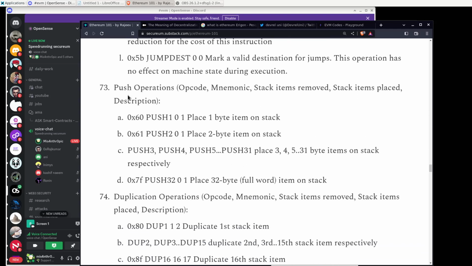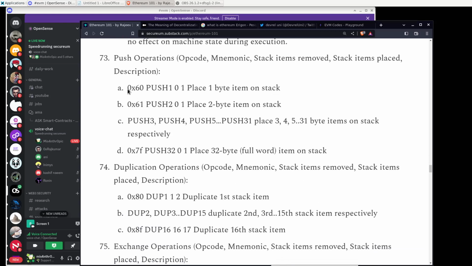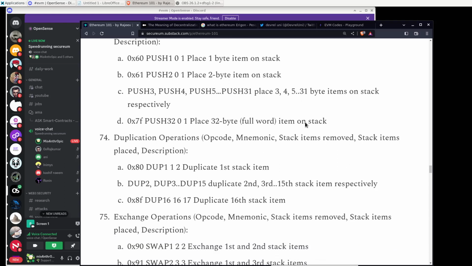Push operations. 0x60, PUSH1, places 1 byte into the stack. 0x61, PUSH2, places 2 bytes into the stack. PUSH3, PUSH4, PUSH5, and so on until PUSH31 places 31 bytes into the stack. 0x7f, PUSH32, places a full word, 32 bytes, into the stack.